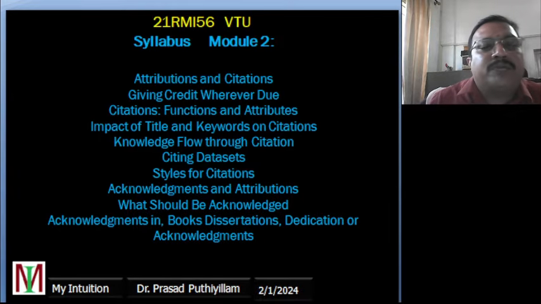Now, knowledge flow through citation: how information is spread through citation, that is the knowledge flow actually. The datasets, if available, how to cite them and how credit has to be given, are explained in that particular topic. Then different ways of citing the sources.